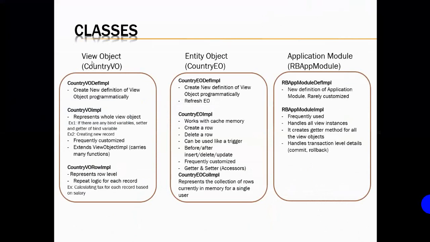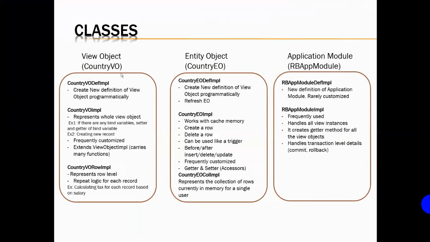So in a view object, we actually have three classes. Let us say you are creating a country view object, and we have a country EVO entity object, and our application module name is RB application module. Let us say these are the names of the respective components.